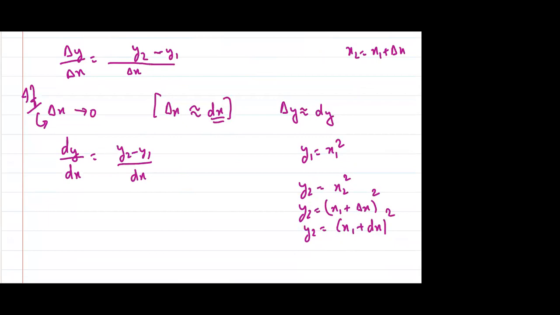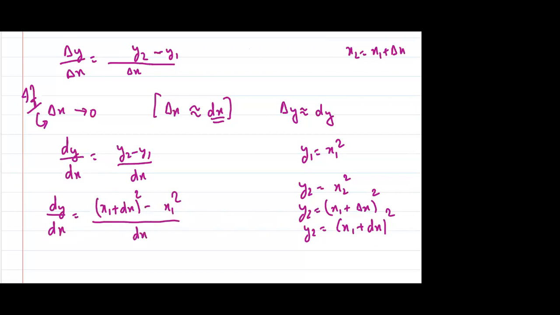Yes, sir. Okay? If anyone has any doubt, you can ask. So now just put it here, let us see what we will get. So y2 is x1 plus dx whole square, step by step, minus y1. So y1 is x1 whole square, all divided by dx.